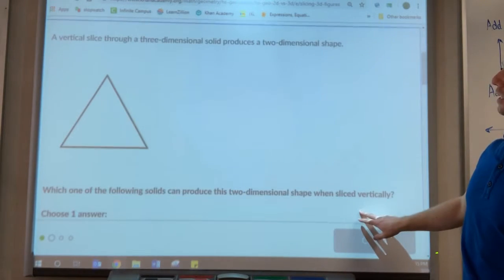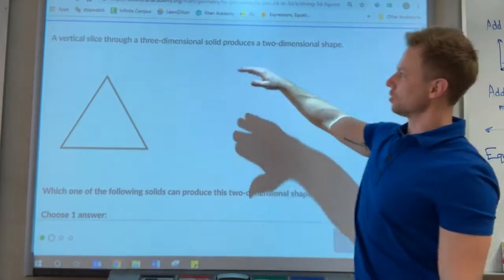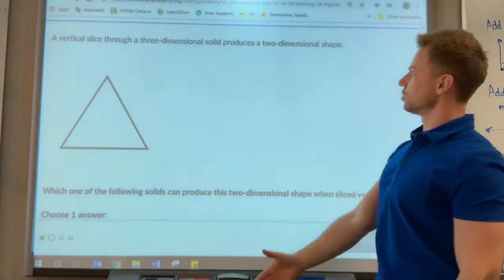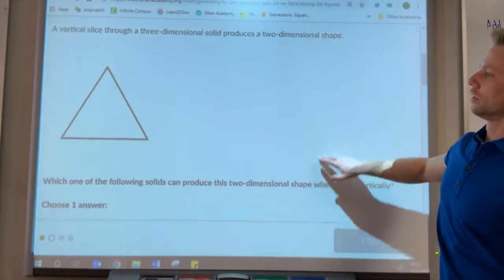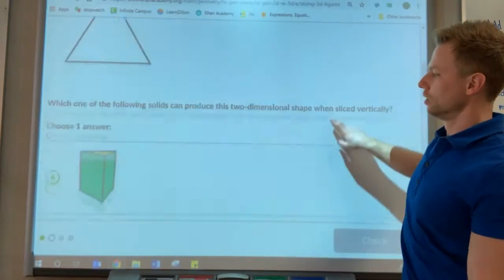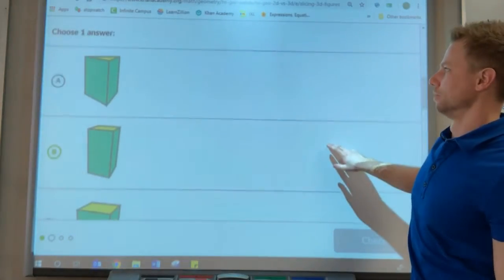Okay, now this is the cross section. A vertical slice, vertical goes this way. A vertical slice through a three-dimensional solid produces this shape. So we sliced it, we pulled it apart, we look at it, and we see a triangle. What could that have come from?